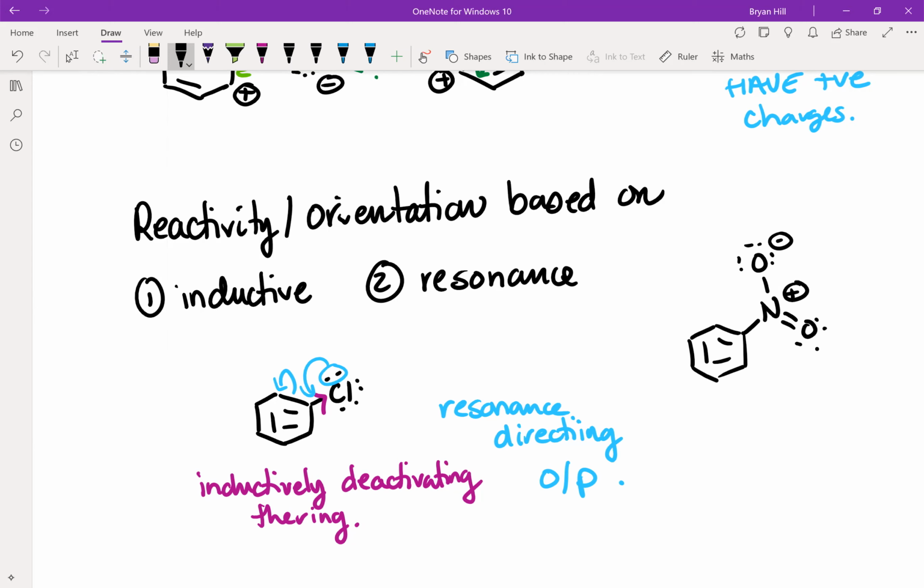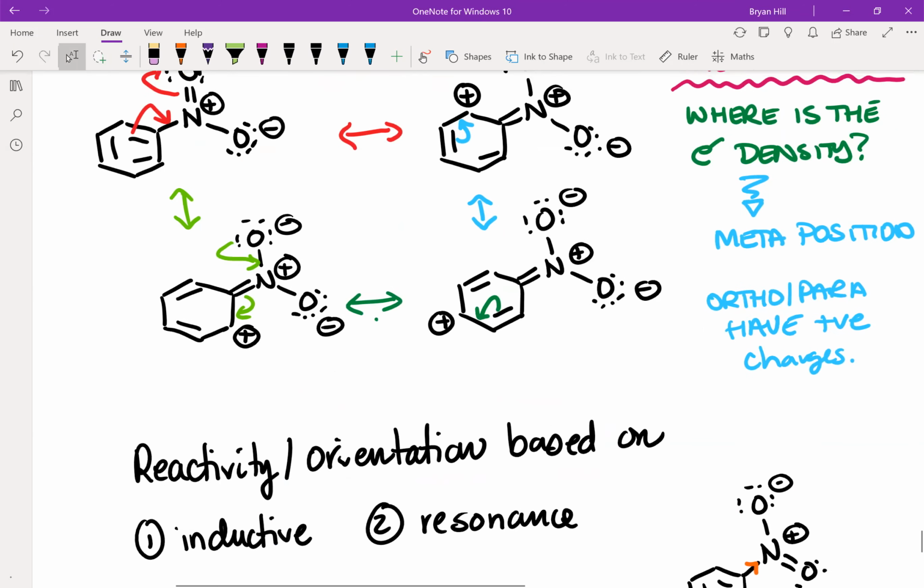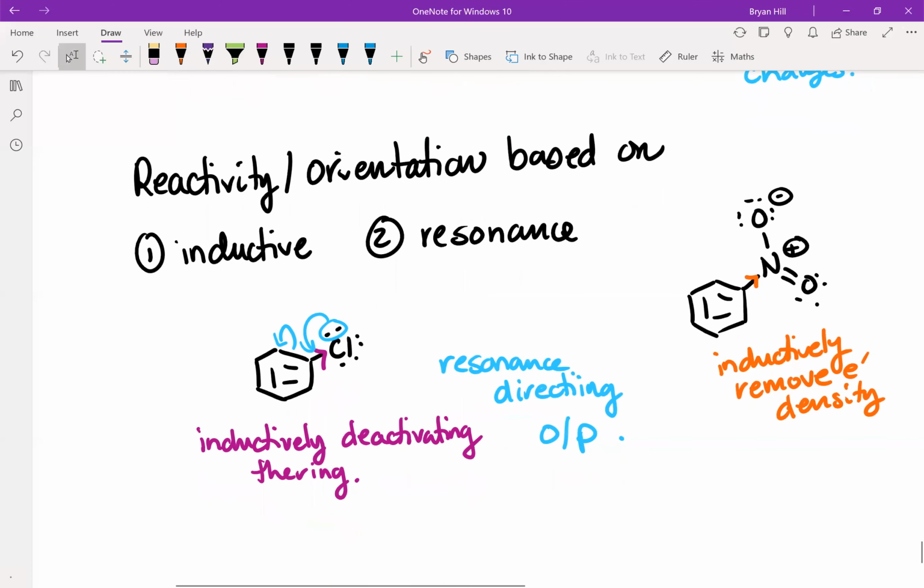Positive. You've got a positive charge there, so the electron density is being sucked towards the positive charge. So this is inductively removing electron density. And through resonance, we've already done this whole bit up here. Through resonance, it's removing electron density. So some, like the strong deactivators, inductively remove electron density, and through resonance remove electron density.